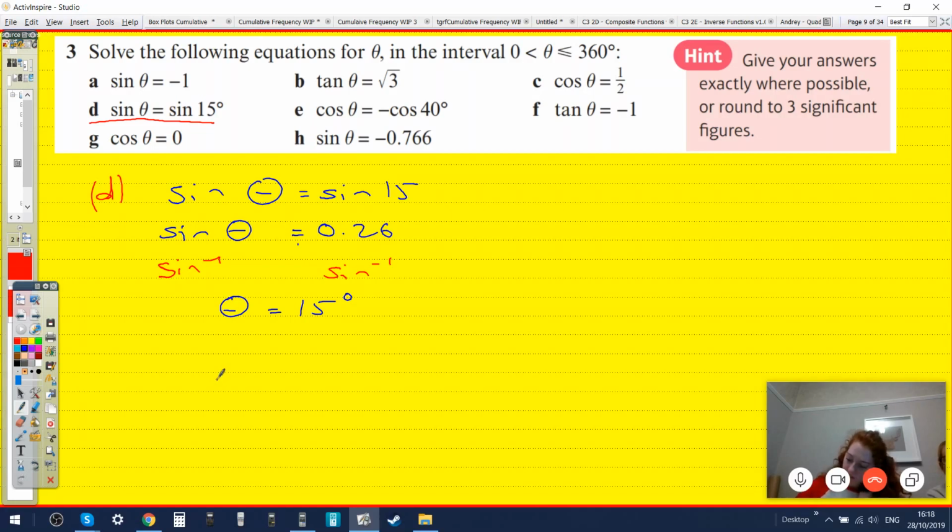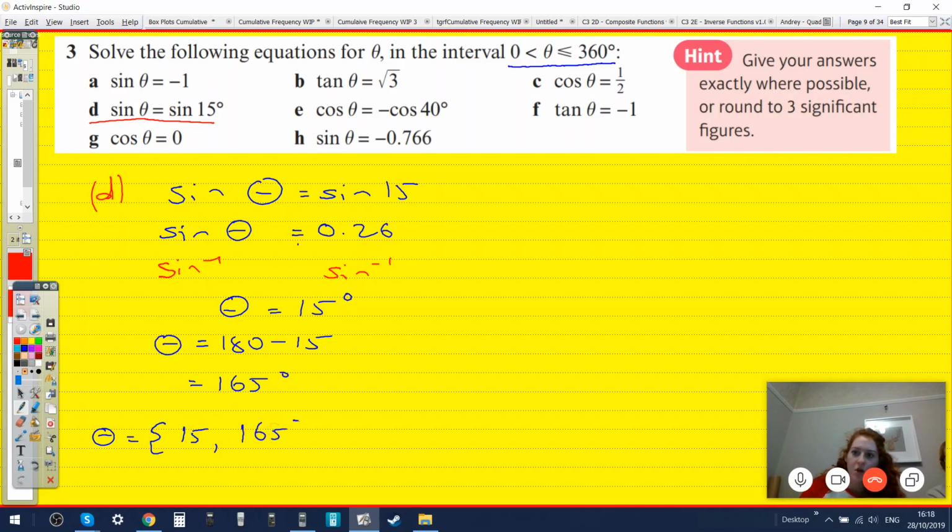Is that full marks? Would there be some other answers? Because obviously the graph. Yeah. So how can you get another answer? Would it be the 180 minus 15? Well done. And that'd be 165 degrees. That's it. And how do you know that there are no more answers after that?